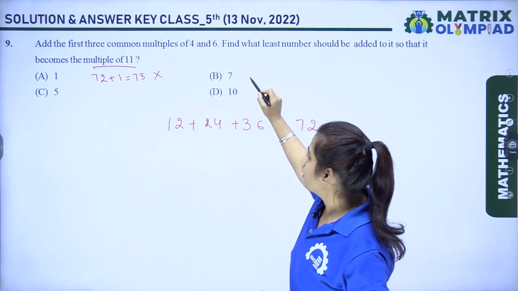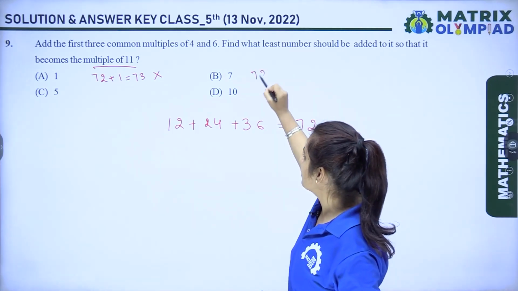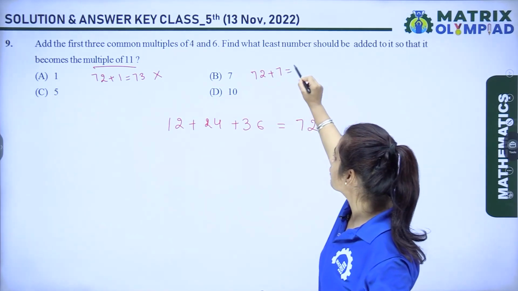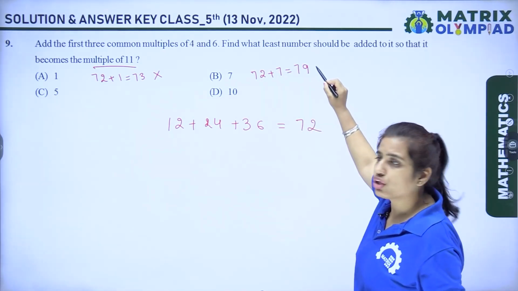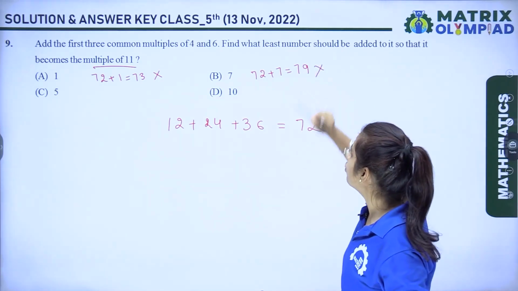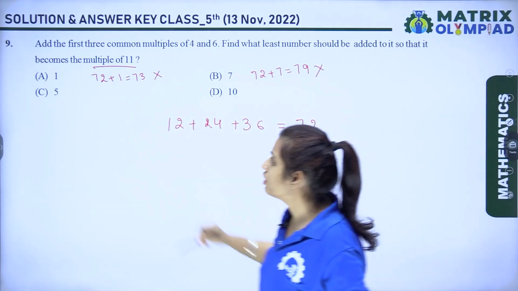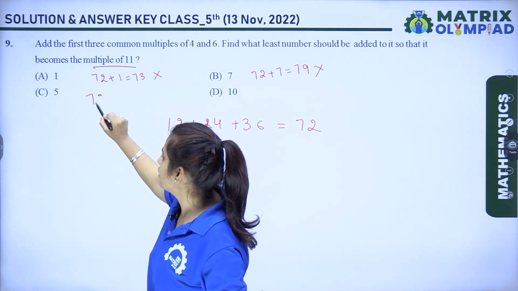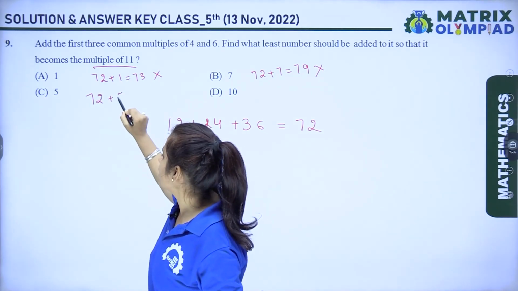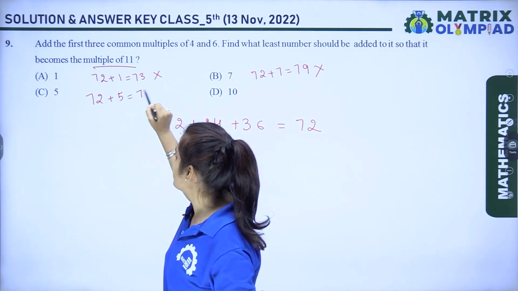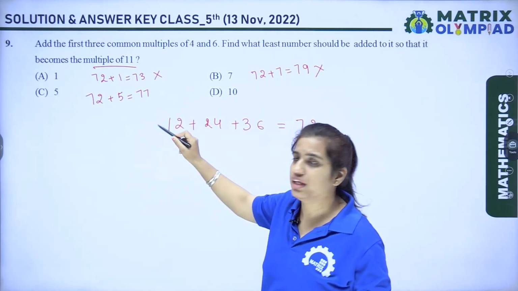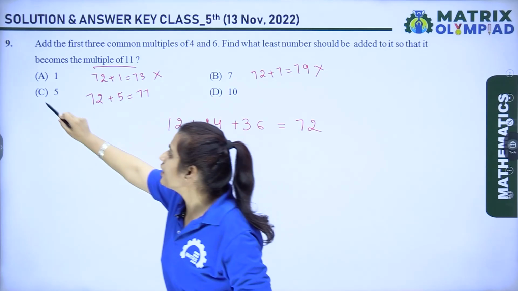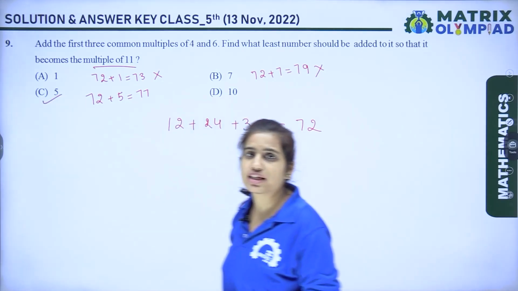Now option B is 7. Let's add 72 plus 7, which is equal to 79. So 79 is also not following the divisibility rule of 11. So it is not correct. Now let's check option C. 72 plus 5, that is equal to 77. So here 77 is a multiple of 11. Therefore, we can say that option C is the correct answer.